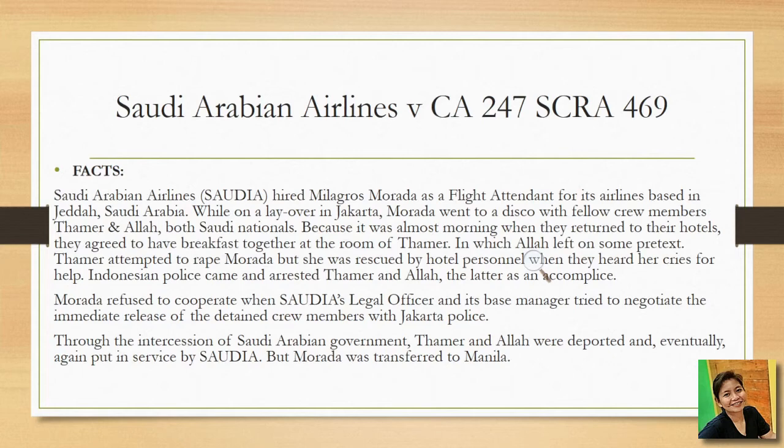Thamer attempted to rape Morada, but she was rescued by hotel personnel when they heard her cries for help. Indonesian police came and arrested Thamer and Ala, the latter as an accomplice. Morada refused to cooperate when Saudia's legal officer and its base manager tried to negotiate the immediate release of the detained crew members with Jakarta police. Through the intercession of the Saudi Arabian government, Thamer and Ala were deported and eventually again put in service by Saudia, but Morada was transferred to Manila.